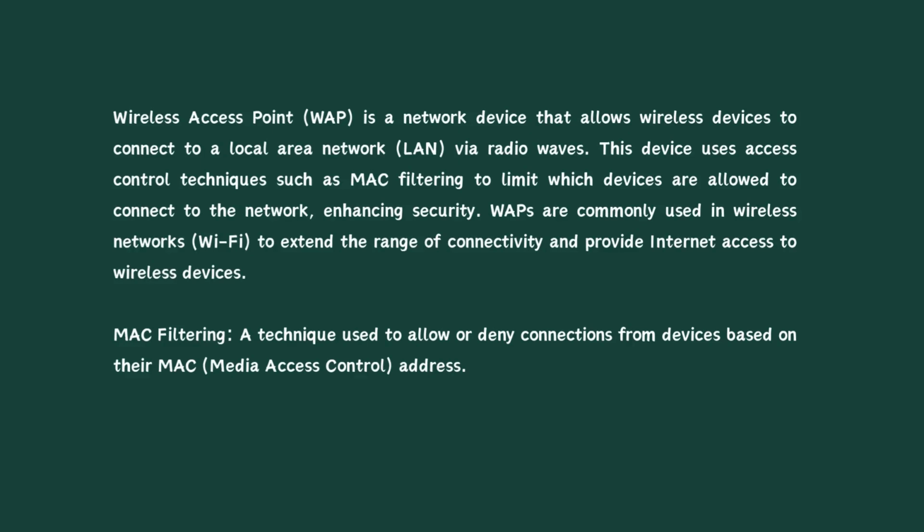Wireless access point is a network device that allows wireless devices to connect to a local area network via radio waves. This device uses access control techniques such as MAC filtering to limit which devices are allowed to connect to the network, enhancing security. WAPs are commonly used in wireless networks, Wi-Fi, to extend the range of connectivity and provide internet access to wireless devices. MAC filtering is a technique used to allow or deny connections from devices based on their MAC address.